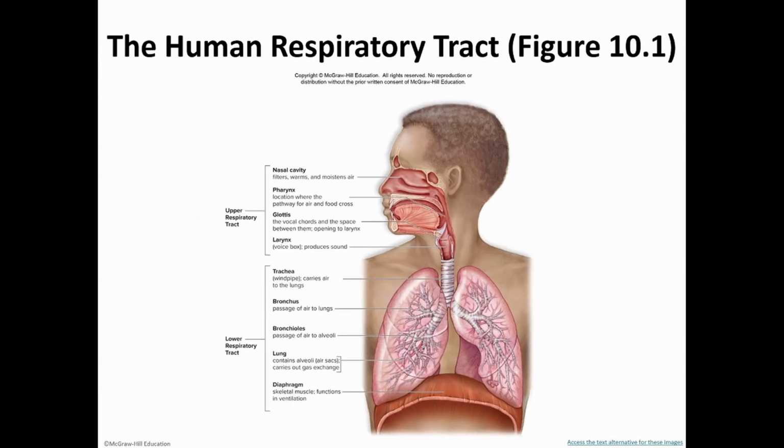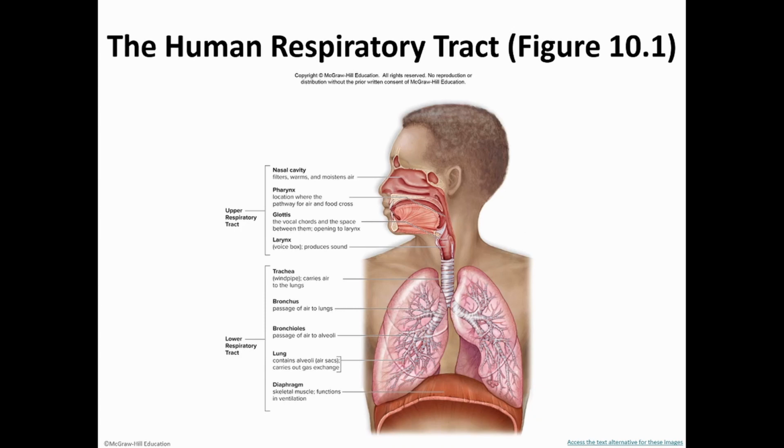So when we look at the respiratory tract within humans, we can really give ourselves two divisions of this system: the upper respiratory tract and the lower respiratory tract. Now, the upper respiratory tract is basically everything involved in the face and the throat. As you move down from the throat into the chest, that's where we get into the lower respiratory tract.